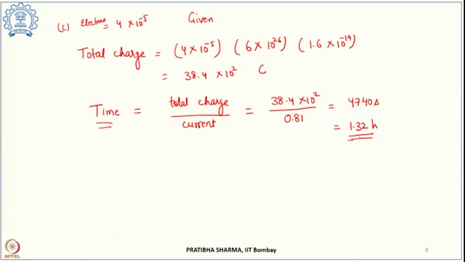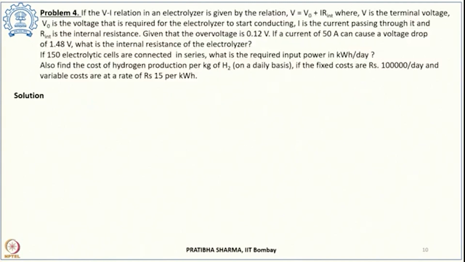That is what is being asked in this problem, to find out how much time it takes for that much amount of hydrogen to be produced when you pass a total charge of this much coulomb, or these many electrons. Now let us see the next problem.